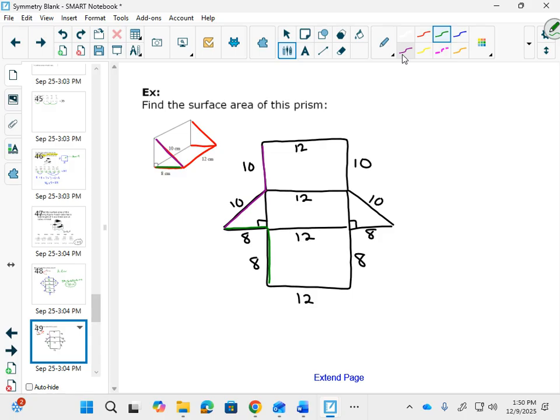Now let's see which areas you can do. Rectangles are length times width. Can you see that you could do 10 times 12? This one's 120. And you can take out your calculator and do 8 times 12. This one is 96.